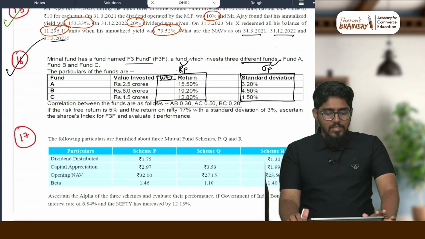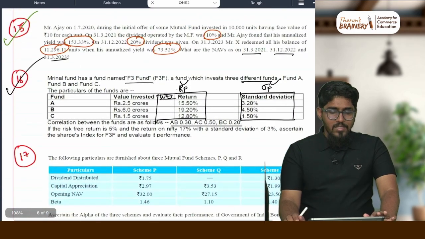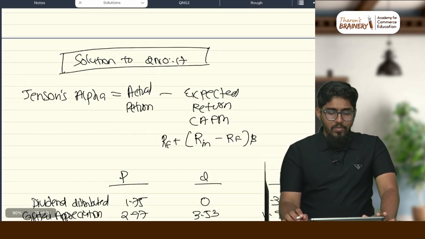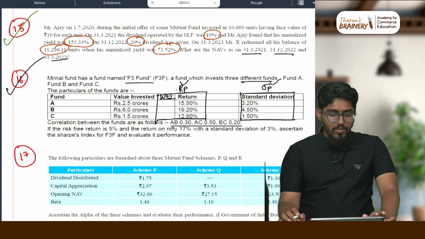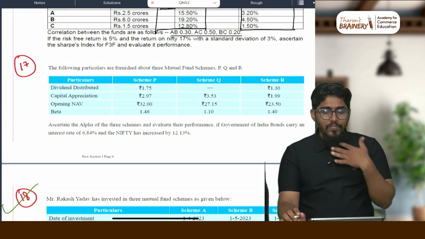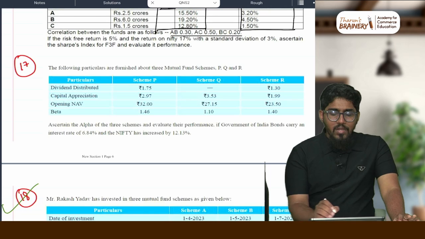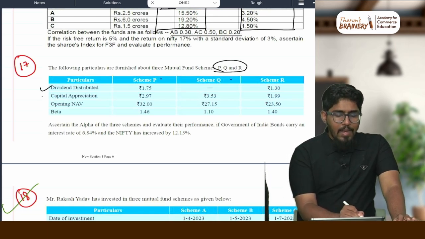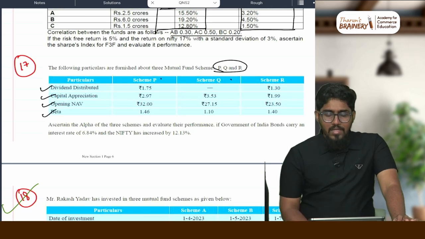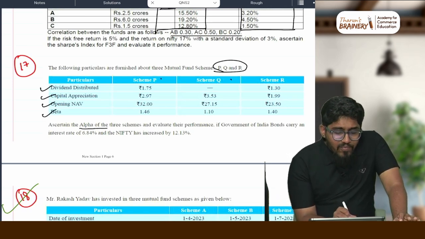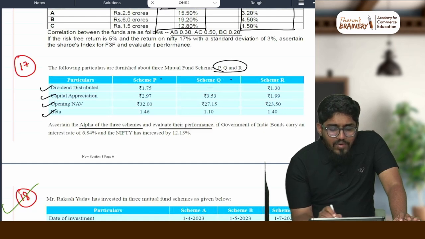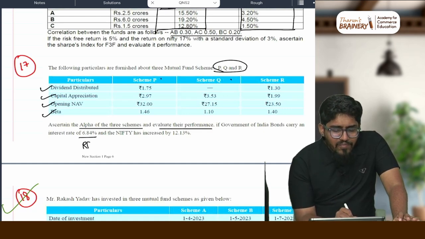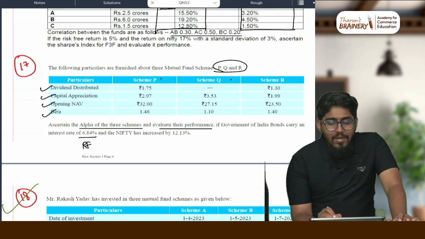Okay, sir, the 16th one is over. Let us come to the 17th one. Let us read the question. The following particulars are furnished about 3 mutual fund schemes P, Q and R: dividend distributed, capital appreciation, opening NAV and beta. Ascertain the alpha of the 3 schemes and evaluate their performance if the Government of India carries an interest rate of 6.84. So the risk-free rate is 6.84 percent and the Nifty has increased by 12.13 percent.